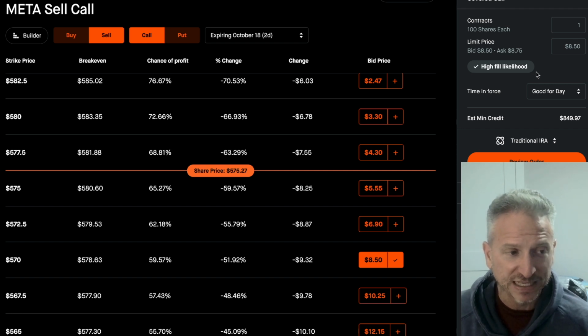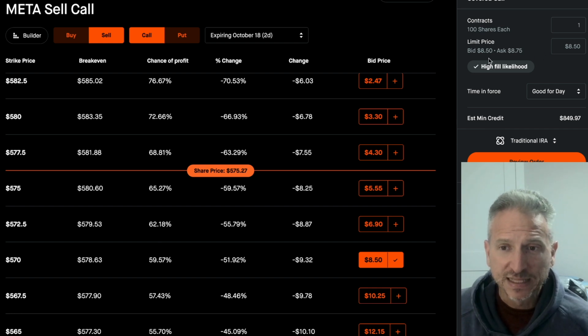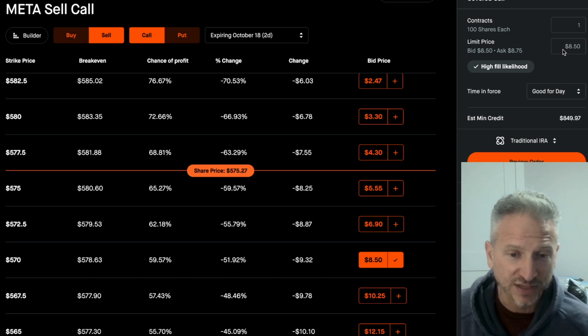Now, a little aside here, we'd actually probably collect a little bit more because Meta is a heavily traded stock. The option market is very robust. You can see over here to the right by my mouse that the limit price is $8.50 for the bid. That's what the buyers of the call option are bidding at. But the ask side is $8.75, so it usually gets met in the middle. So typically we would actually get $8.63, $863.